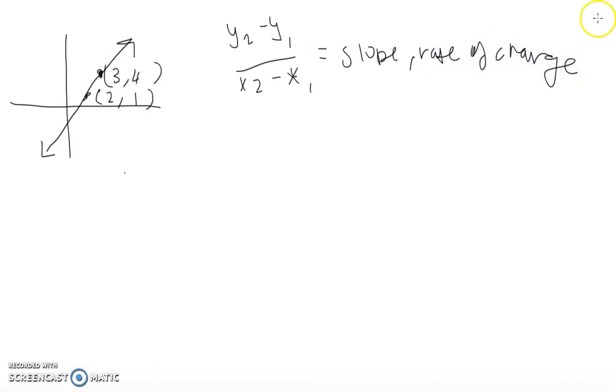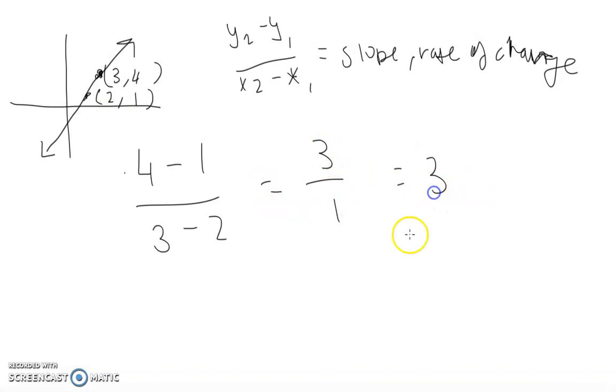Okay, so rate of change, not charge. Sorry, the N looks a little bad. Okay, cool. So now we're going to do the second y minus the first y, where the second x value is the higher x value. So this is the 3, which is higher than 2. So the second value is 4, minus the first value, over 3 minus 2, because this is the x's. This gives you a 3 over 1, which is equal to 3.